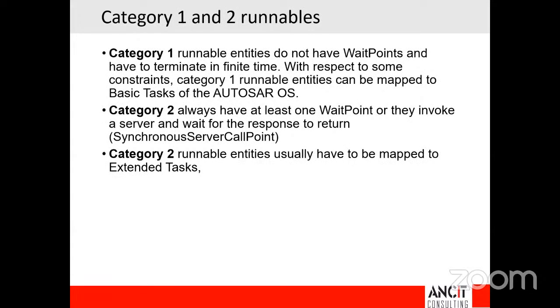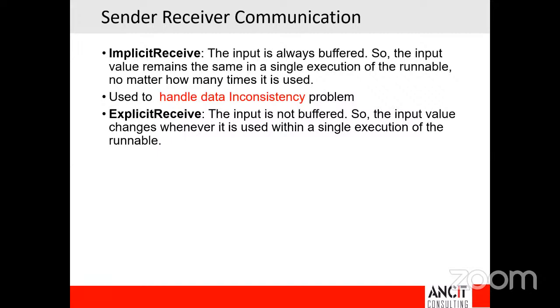So runnables, like I said, we can broadly categorize into two types: asynchronous and synchronous. When I say synchronous, it's also called category 2 runnables, which is nothing but a blocking function. Category 1 runnables, or asynchronous functions, are non-blocking functions where you don't have to worry about waiting for the other function to return your value. You can just go. We just talked about implicit and explicit receive.